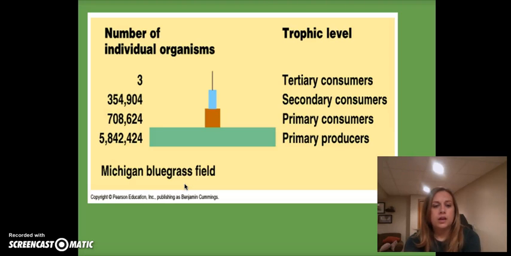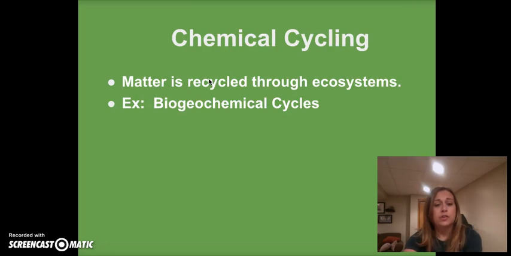Here we are looking at the actual number of organisms. So we're looking at the number of primary producers, and this is a Michigan bluegrass field. So it's going to be grasses. So these plants are going to be really, really small. So you're going to have lots and lots and lots of them. And then your primary consumers, secondary consumers, and then your tertiary consumers, you have very few.